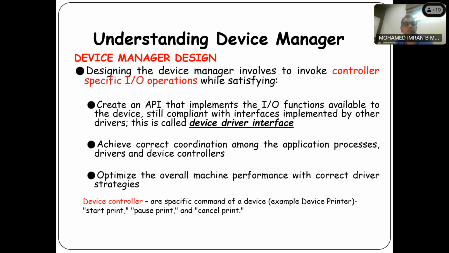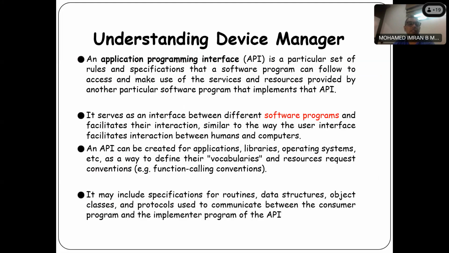So a device controller are specific commands, specific functions that allow the user to use from that device. For example, when you install this device driver, you are able to use the function called start print, pause print, cancel print. If you do not install this, then you may not be able to use these specific commands. All right, so what's an API? An API stands for Application Programming Interface. It's a software function that allows you to use specific instructions from the device driver.